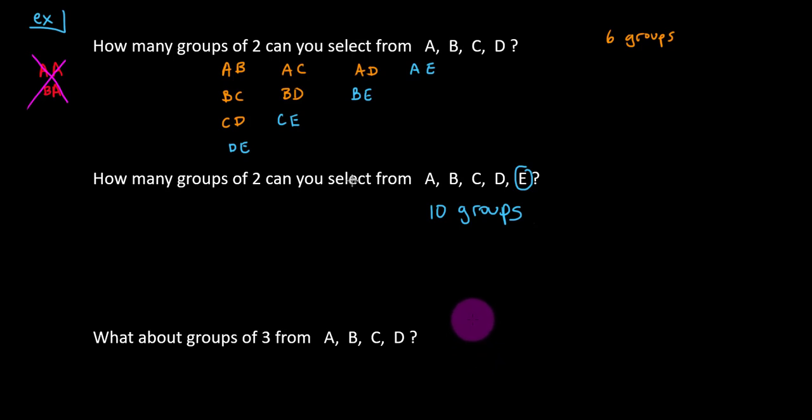So let's consider A, B, C. We have excluded the D. A, B, D. That time we excluded the C. A, C, D. That time B is out. And lastly, we're going to exclude A, so that would be B, C, D. So it appears here that there are 4 groups.